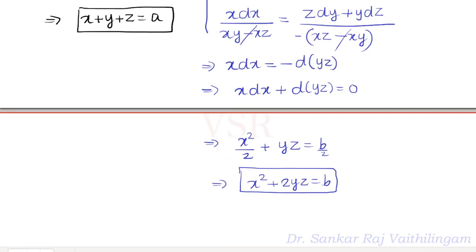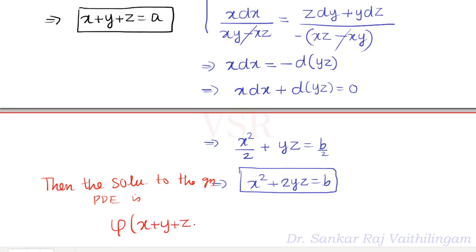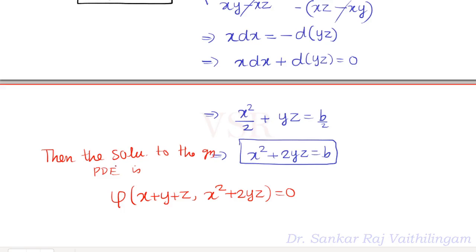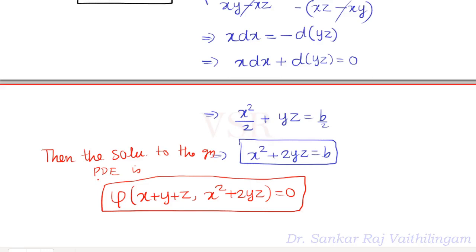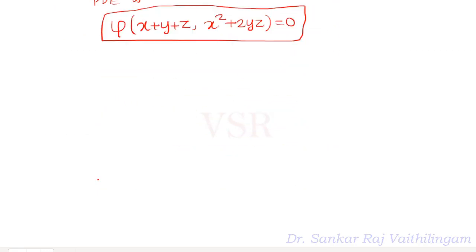அப்ப what is my solution? Then the solution to the given PDE is, phi of முதல் function யாரு x plus y plus z, x plus y plus z comma, this is x square plus 2yz, which is equal to 0. So this is my solution for my differential equation. Okay, now this is 14th problem, now we'll go for the 15th problem.